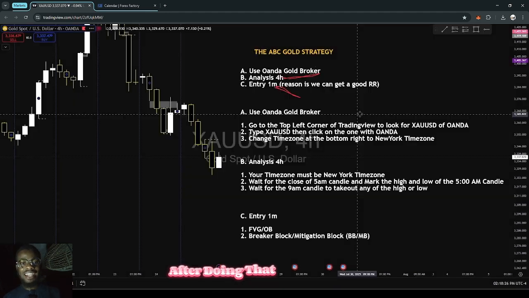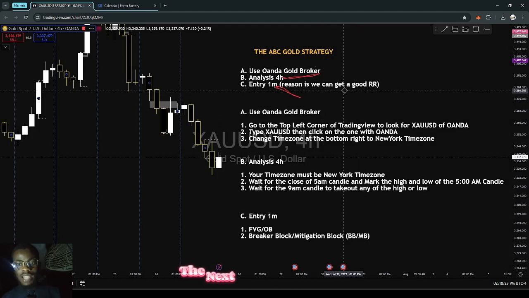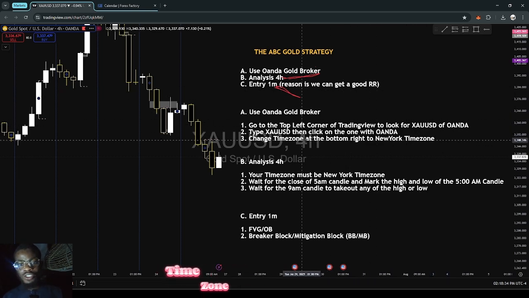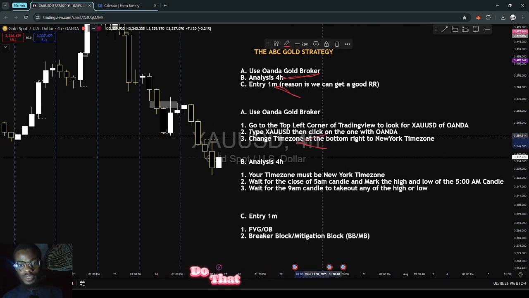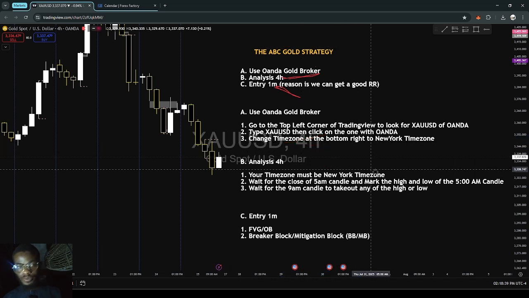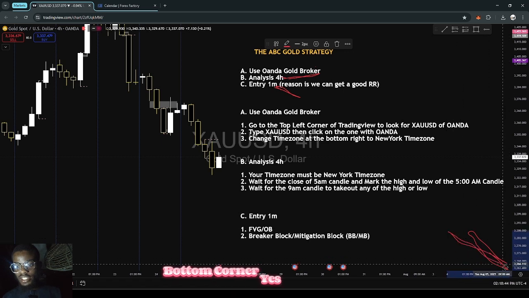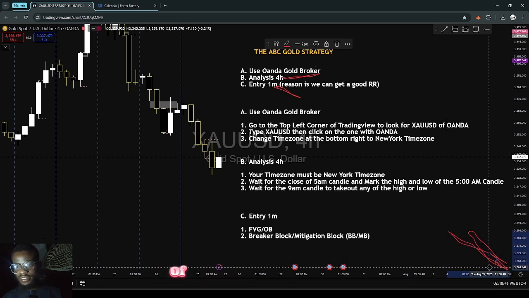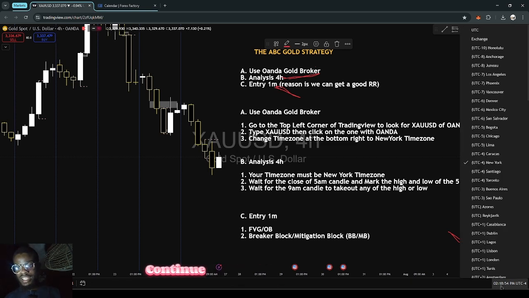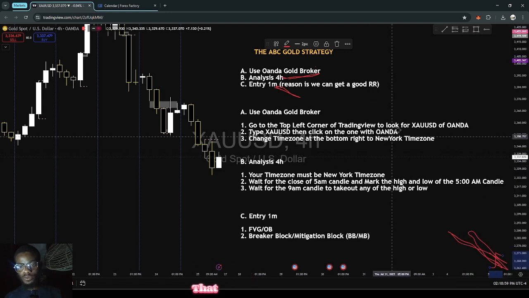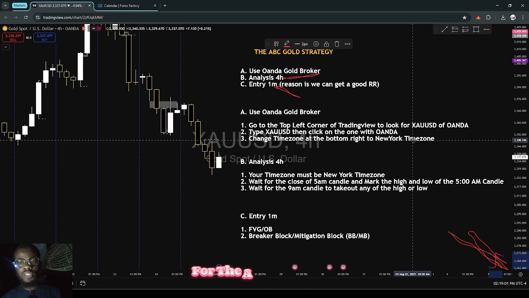After doing that, the next step, which is a very important one again, is change the time zone. How you can do that is you go to the bottom right corner of your TradingView where you have the time running. You click on it, then you click on New York. You can see New York here. You click on it. So yes, that is all for the A step.